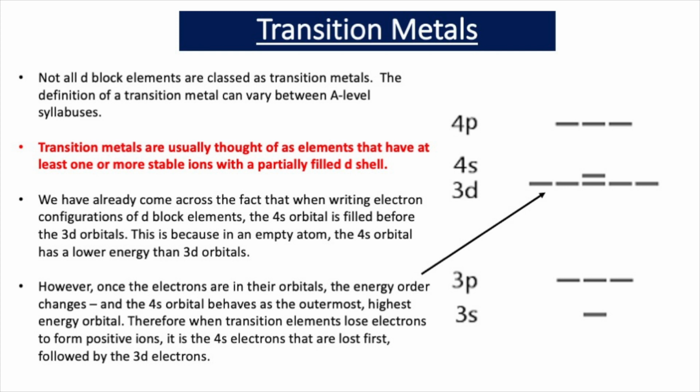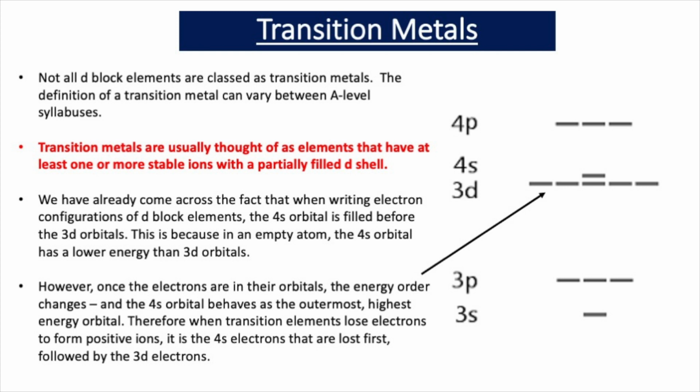Now, once the electrons are in their orbitals, the 4s orbitals behave as the outermost higher energy orbitals. And therefore, when transition elements lose electrons to form positive ions, it is the 4s electrons that are lost first, followed by the 3d electrons. So the diagram on the right hand side here shows that once there's electrons in the orbitals, the 4s is the higher energy orbital. That is not the case when we're dealing with an empty atom.